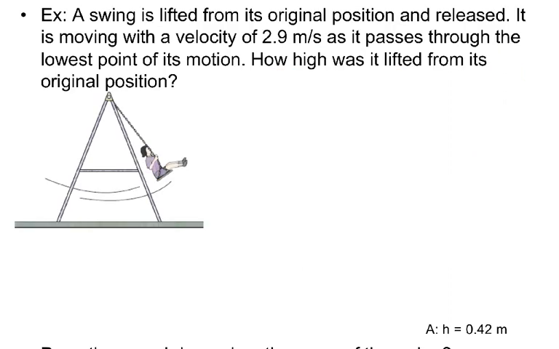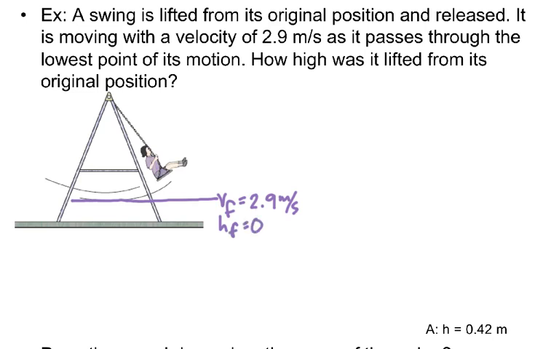Our second example is a little bit more complex. So we've got a little girl swinging here. It tells you that the swing is lifted from its original position and then released. It's moving with a velocity of 2.9 meters per second as it passes through the lowest point of its motion. We can see the lowest point is going to be down here at the bottom, and we can call that final velocity. And we're also going to call that final height of 0 because that's our lowest point.